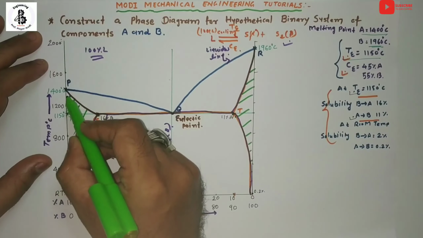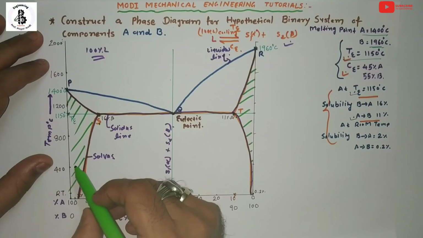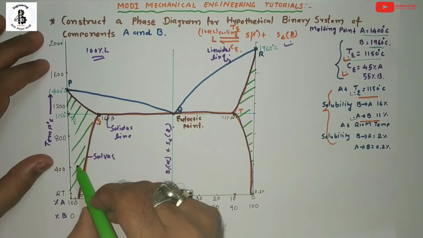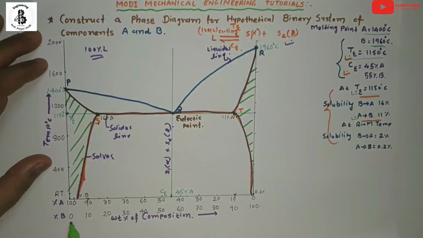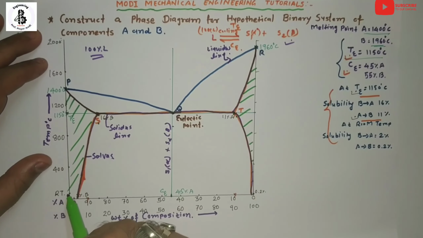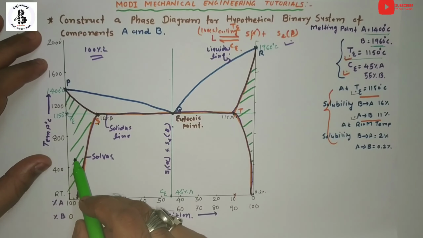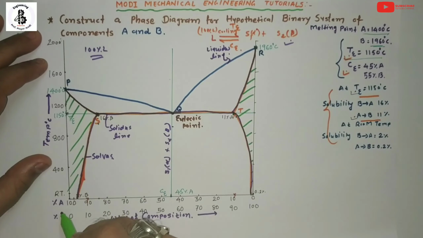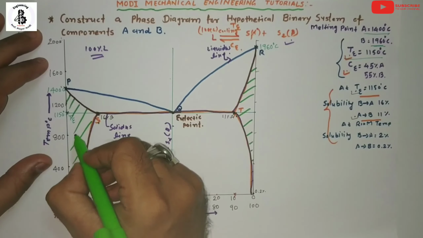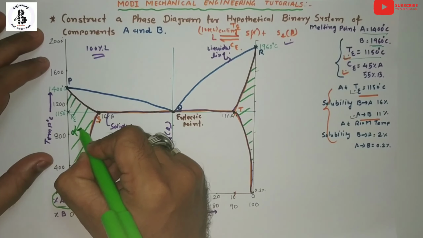So this area will have total solubility in the solid state from both ends. From this side, the solubility of B into A forms a single solid. That solid refers to the enrichment of the metal. Here the majority is A, so it forms the alpha phase.